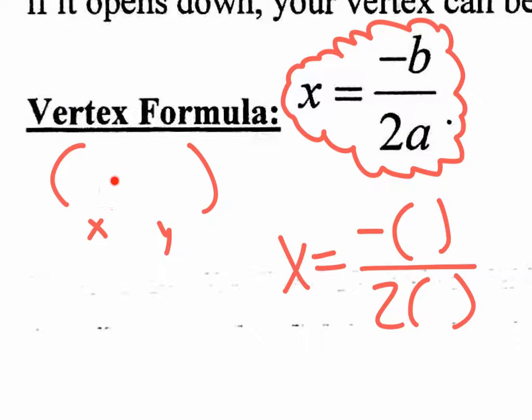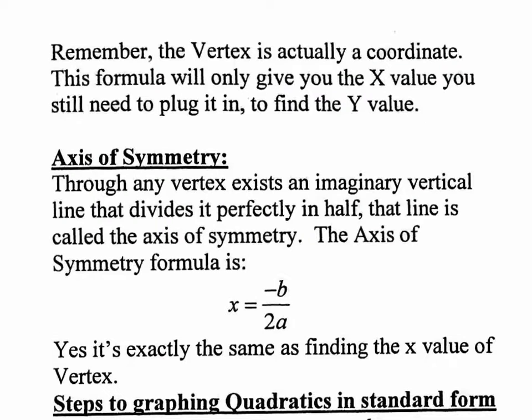Now, once you have the x value, all you have to do is plug it back into the original to find the y. Now, that might sound a little confusing because we don't even have an actual example. Let's check out the top right-hand part of these notes. It says, remember, the vertex is actually a coordinate. This formula will only give you the x value of your coordinate. You still need to plug it in to find your y value. Okay? So finding the vertex is pretty easy.